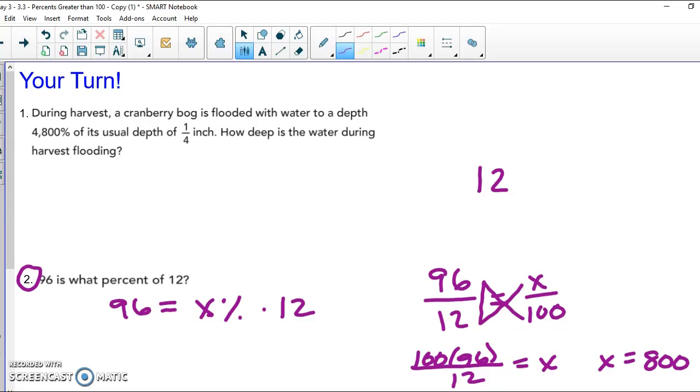I apologize, quick interruption. So if I am wanting to double check my answer to see if it's reasonable for 96 to be 800% of 12, then I could say, okay, 100% of 12 would be 12, and 12 times 8 does in fact give me 96.